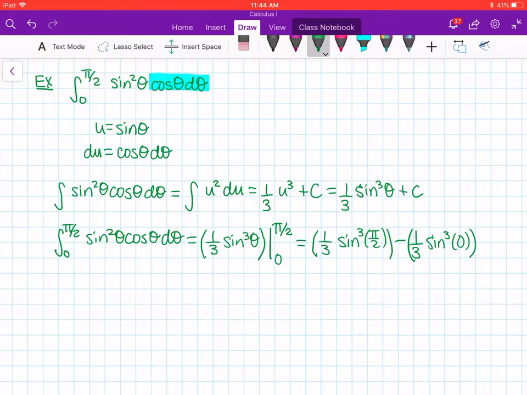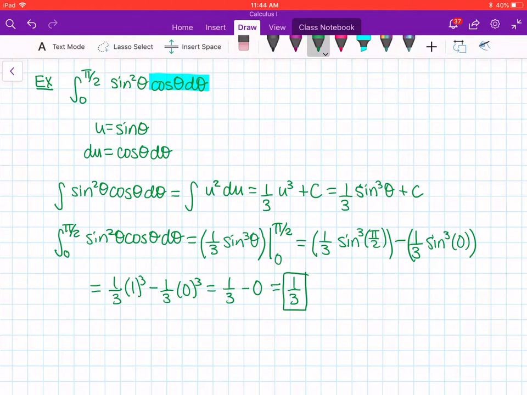Alright, so sine of pi over 2 is 1, so we get 1/3 times 1 cubed, minus sine of 0 is 0, so we get 1/3 times 0 cubed. Expanding, we get 1/3 minus 0, and that is just 1/3. Now, the other way where you change the u's, I'll let you do that if that's what you want to do. And let's move on to the next example.